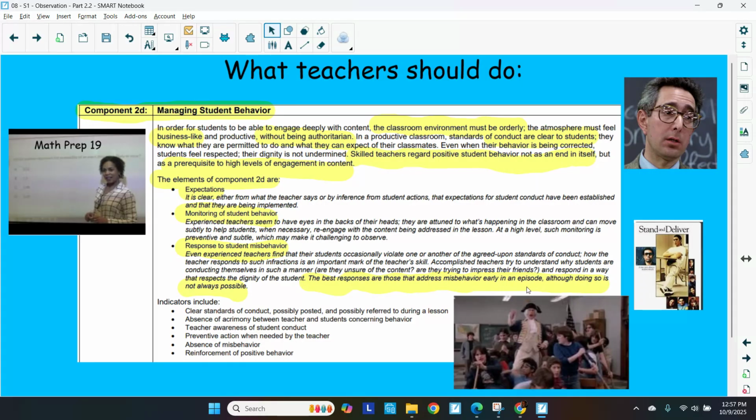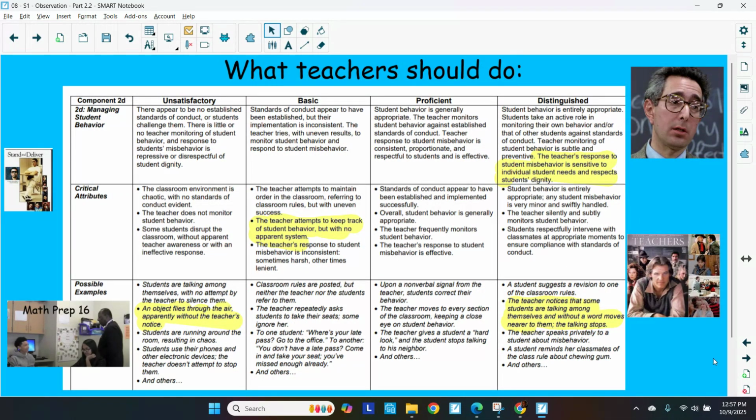And I'm making a video, so there's a few other indicators you can check out. All right, still on 2D.